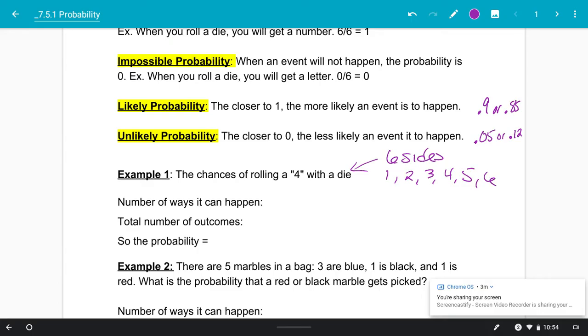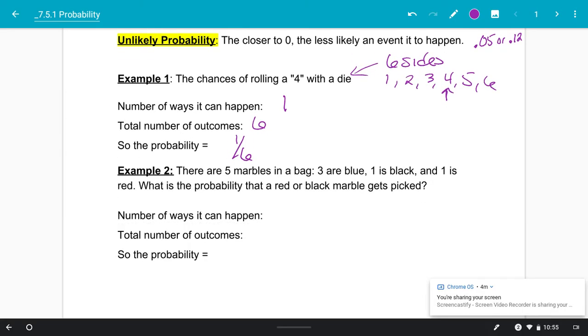So the number of ways it can happen, there's only one way that it could happen, that we're going to land on that side with a 4, out of how many different outcomes we could have. Well, we have 6 sides on the die, so there's 6 different outcomes. So our probability in this case is going to be 1 out of 6. And we can write that as a fraction. We can also write that as a decimal. 1/6 comes out as a repeating decimal, so it's actually a little bit easier for us to leave it as that fraction.